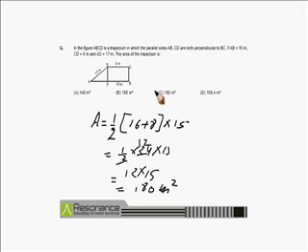So according to this, option C is correct. Now we move to the next question.